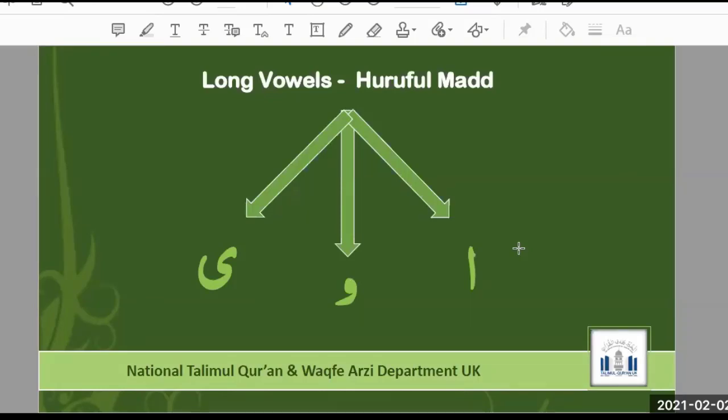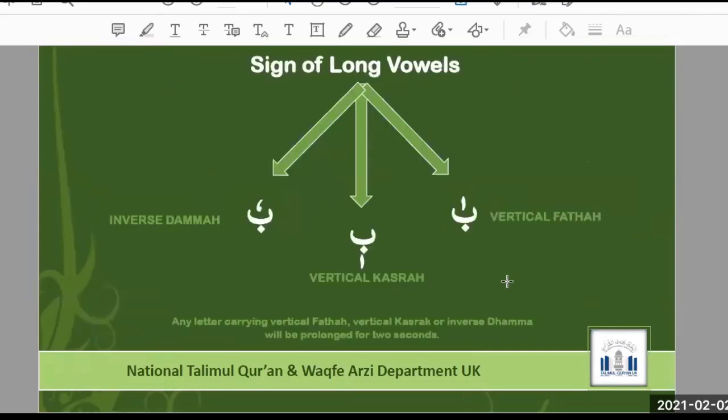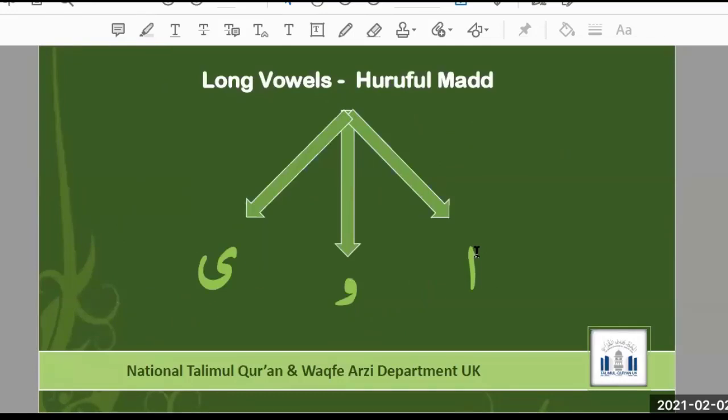Okay, so these are the letters where the conditions are attached and then they become Harufal Mad. Yeah, so Alif, Waw, and Ya. So with the blank Alif, you have to have a Fatha preceding it. So the Fatha has to come on the letter before it, and then you have to prolong it for, is it 2 seconds? Yeah. 2 seconds. It's the same as, you know, the signs we have seen, long vowels. Yeah. It's the same thing here, yeah?